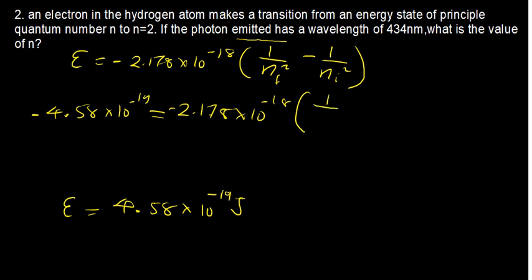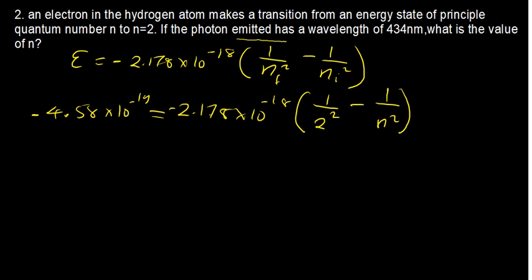Now the electron transitions to n equal to 2 from n. So the final energy level is 2. Now we are squaring that. Minus 1 over the initial, where it came from, is the n which we want to calculate. Okay, like that.